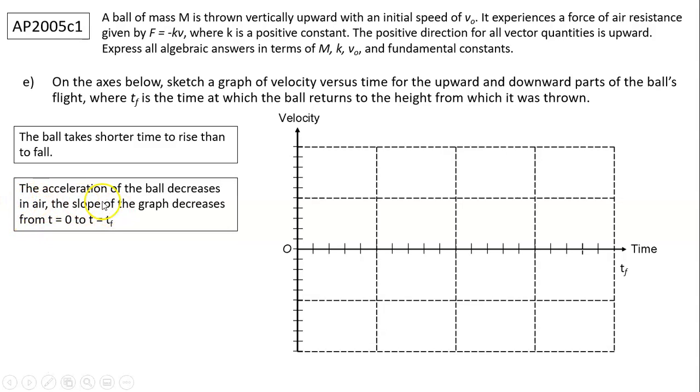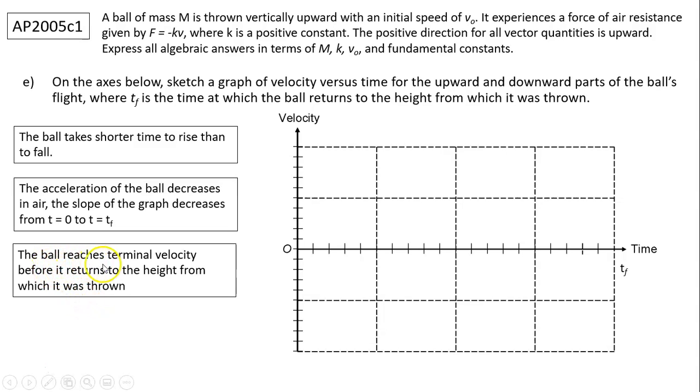Another thing we need to know is that the acceleration of the ball actually decreases, because acceleration depends on v. As v decreases, acceleration decreases. Next, the ball reaches terminal velocity before it returns to the height at which it was thrown. This terminal velocity will be less than your v naught. So you have v naught and your terminal velocity, and your graph should have a decreasing slope. And the middle point should be less than half of the total time.